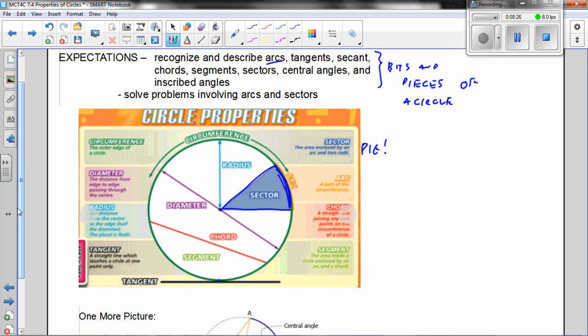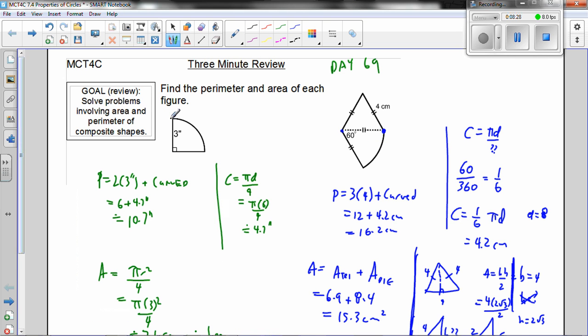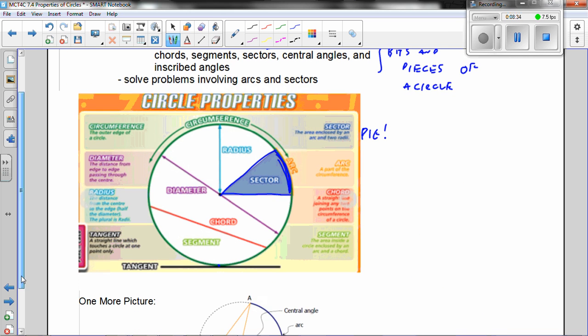An arc is a part of the circumference, any part of the circumference. So back on the 3-minute review, this was an arc. Any piece of the circumference is an arc. It's not like a Noah's boat. That's a different arc. A chord, it says it's a straight line joining any 2 points on the circumference of a circle. So there's a point on the circle, there's a point on the circle, that's a chord. Say, well, hang on, we knew about that before. That one right there.